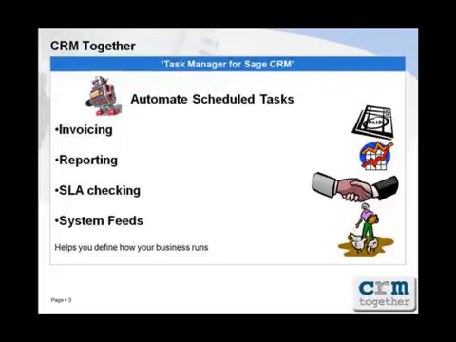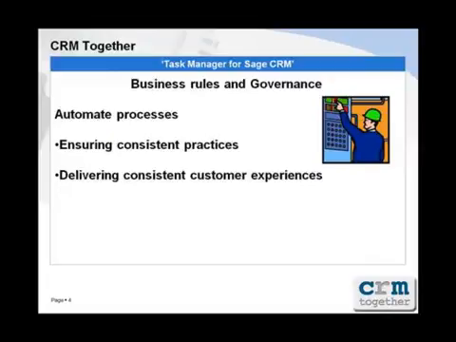So what does it do? It can automate scheduled tasks, for example, some invoicing, reporting, SLA checking, and also system feeds. And it'll help you define how the business is actually run. These days, there are lots of business rules and lots of governance, especially with regulations. By automating certain processes, we ensure that we have a consistent practice across our systems that comply with this governance, and you're not relying on individuals to do this. And it also delivers a consistent customer experience in that everyone is treated the same.